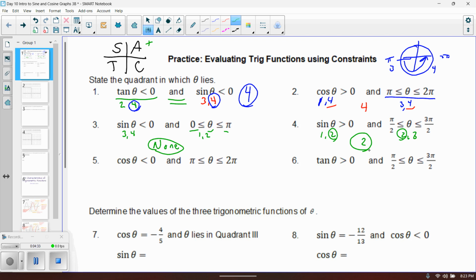Okay, number 5, cosine is less than 0. Well, cosine is positive in 4. Everything's positive in 1. So cosine is going to be less than 0 in quadrants 2 and 3.